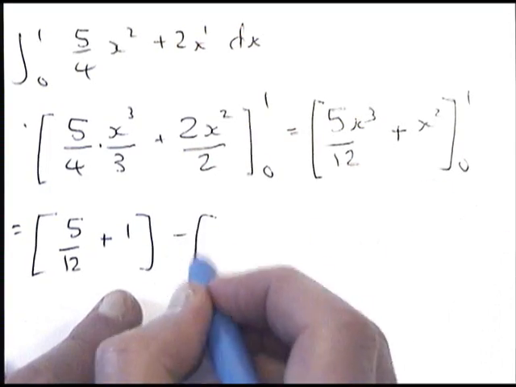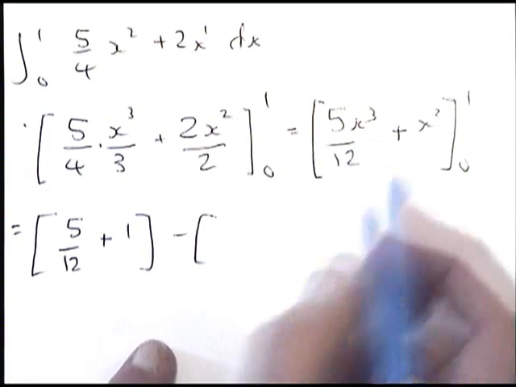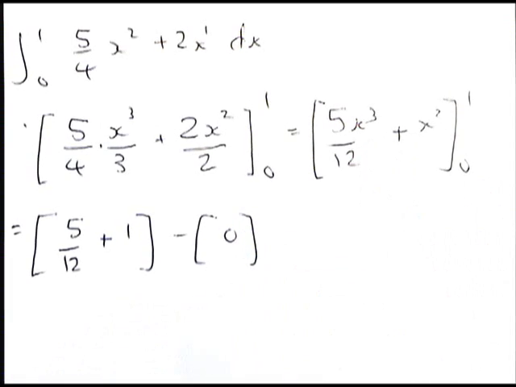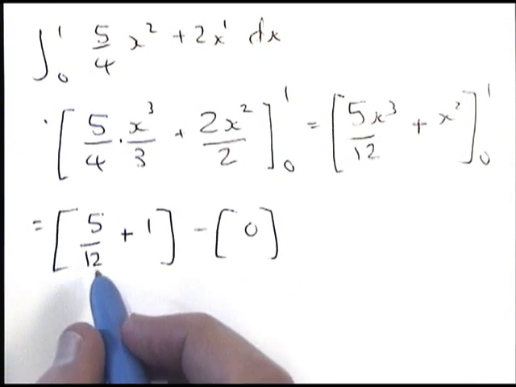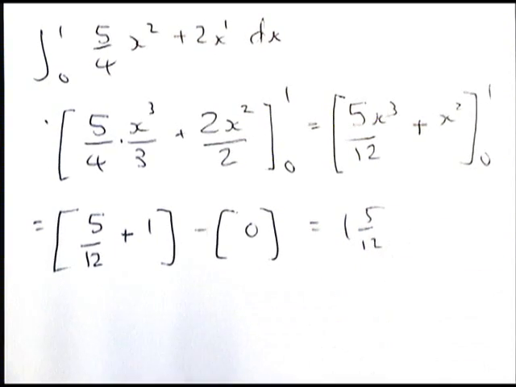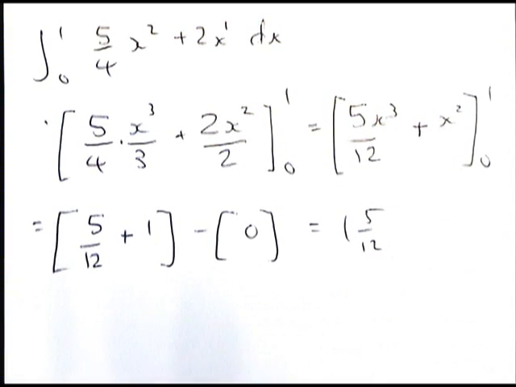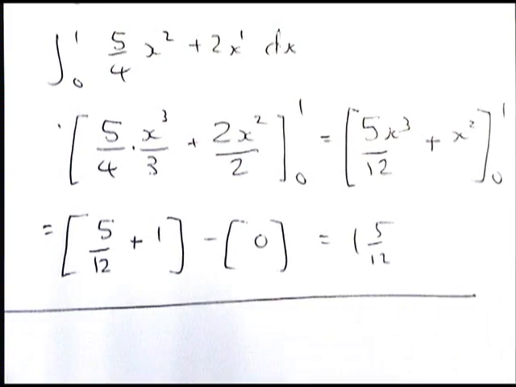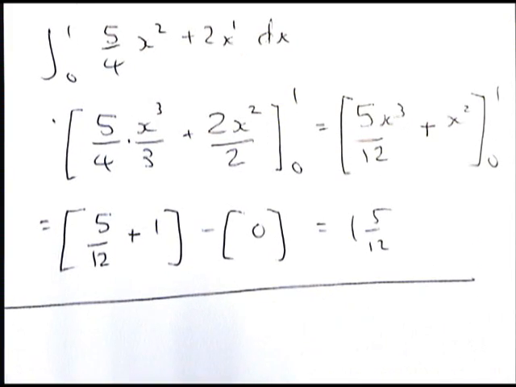When I substitute 0 in, I'm going to get 0 and 0. So that's actually going to give me nothing at all. So 5 12ths plus 1, 1 and 5 12ths. That's the area of the left-hand part of that graph. So now we need to look at the right-hand part of the graph. So let's look at the graph again.